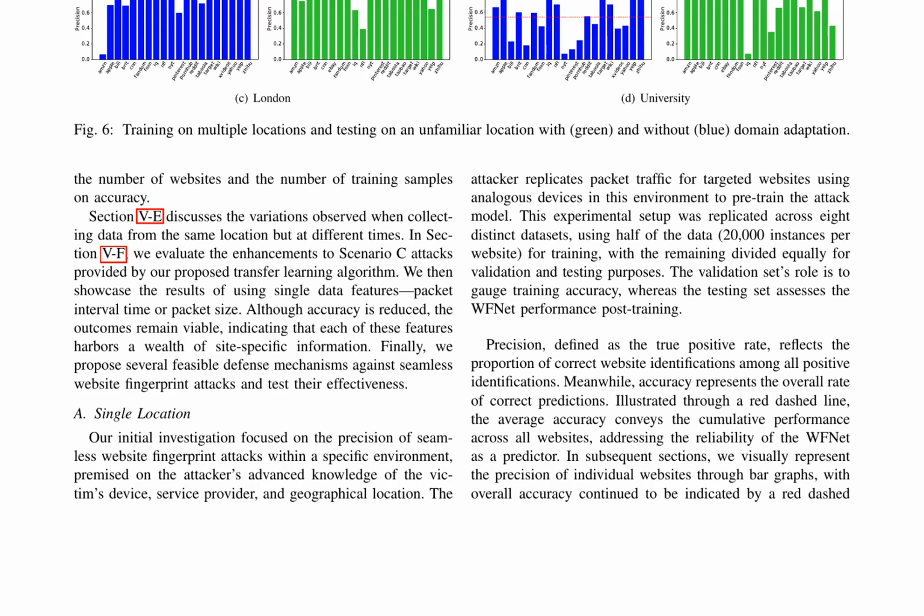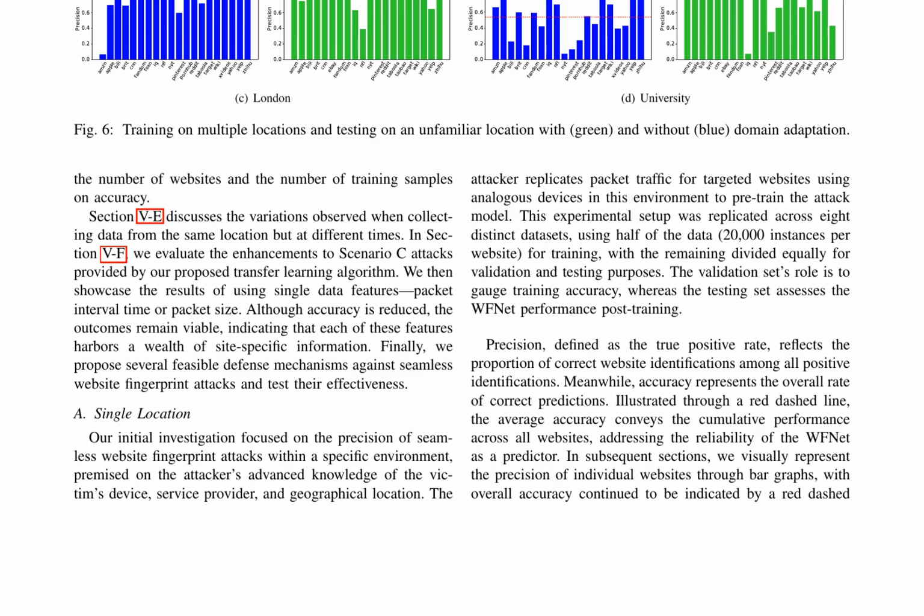Finally, we propose several feasible defense mechanisms against seamless website fingerprint attacks and test their effectiveness. These include adding noise to traffic, altering packet sizes, and introducing randomness in packet intervals. Our results show that these defenses can significantly reduce the accuracy of WFNet, highlighting the importance of considering such countermeasures in real-world applications.